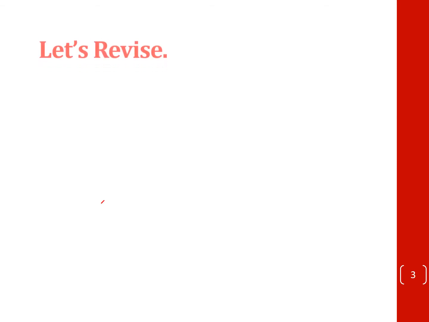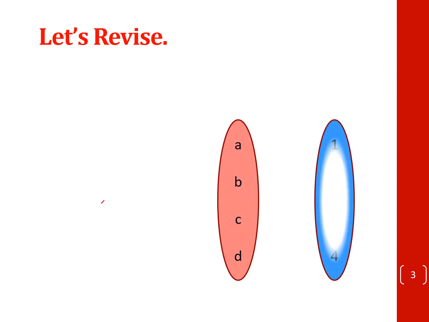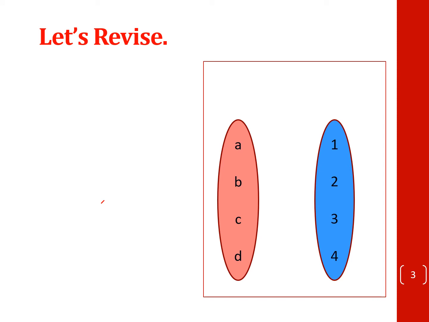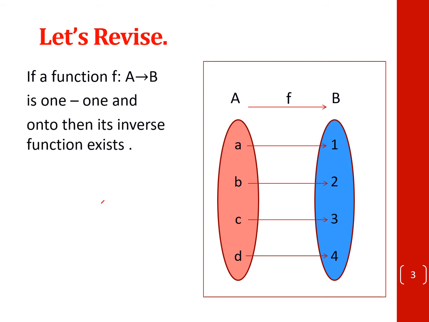Let us revise. See the diagram, student. We have set A having elements a, b, c, d and set B having elements 1, 2, 3, 4. There is a function f from A to B. See student, there is a 1-1 correspondence between sets A and B. So student, if a function f from A to B is 1-1 and onto, then its inverse function exists.